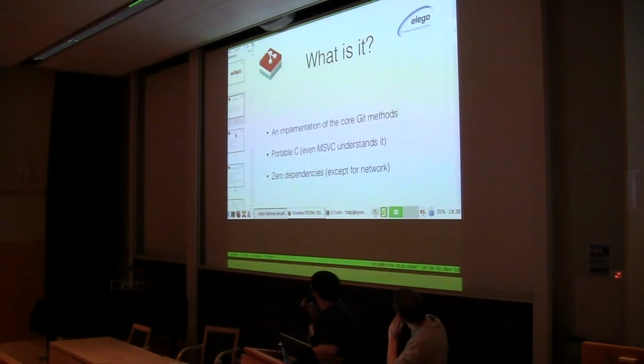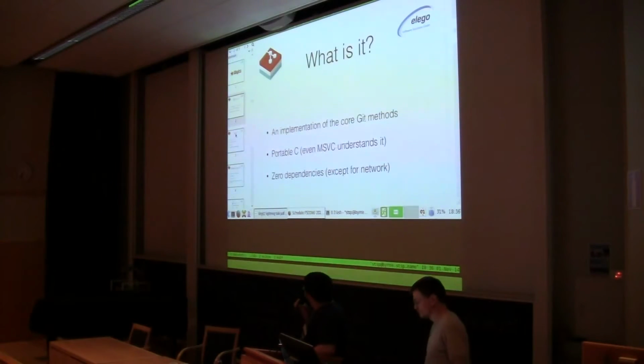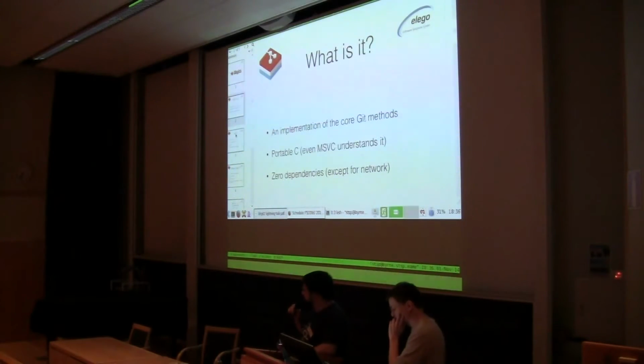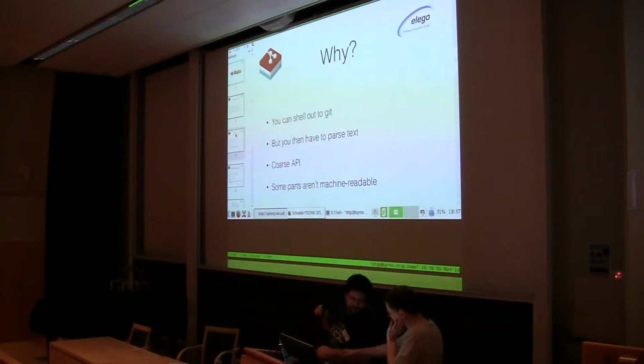So it's portable C, and even the Microsoft compiler understands it, which is not true for Git all the time. We also have zero dependencies as long as you don't want to use encryption, because for encryption we're obviously not going to use our own. But I am working on a way to abstract away the need for OpenSSL. This is a really terrible library.